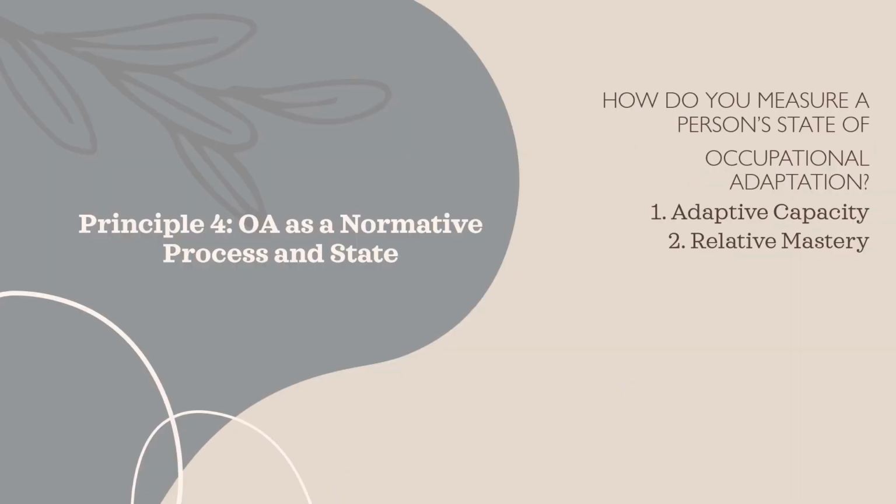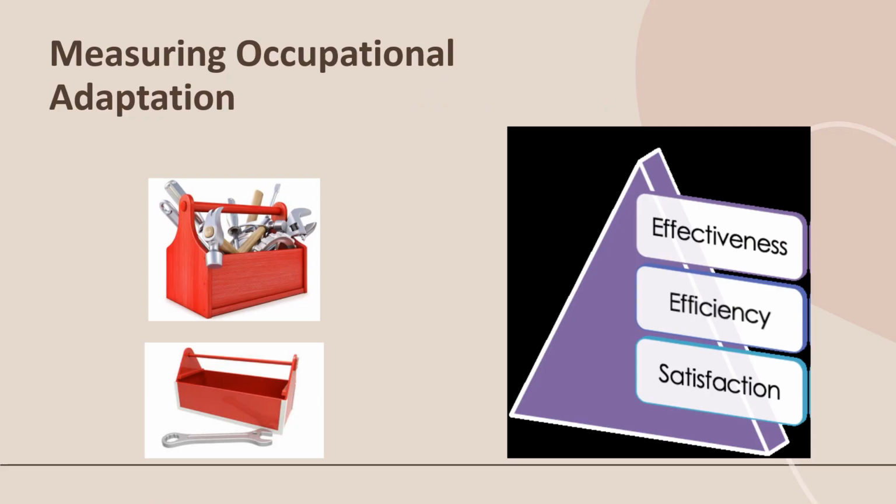So how do you measure a person's state of occupational adaptation? So this is principle 4. Occupational adaptation as a normative process and state. So the way we measure it is through adaptive capacity and relative mastery. And this adaptive capacity we've heard before. So measuring the occupational adaptation through effectiveness, efficiency, and satisfaction. So for adaptive capacity, you're going to measure how effective they're able to do their occupation, how efficient it is, and how satisfied they are to do it. How satisfied they are with what they're doing.